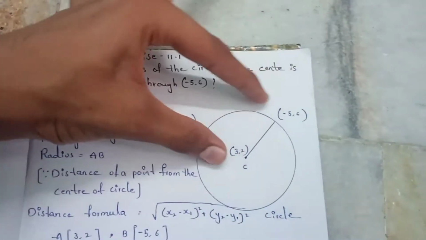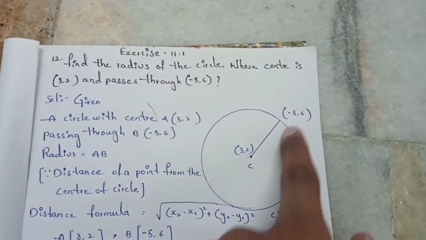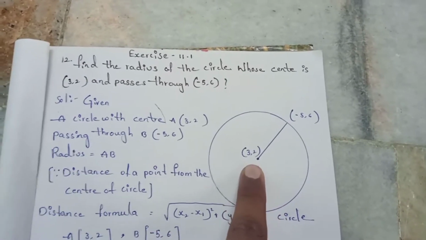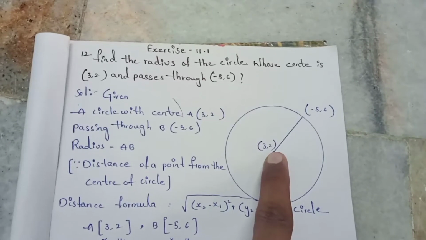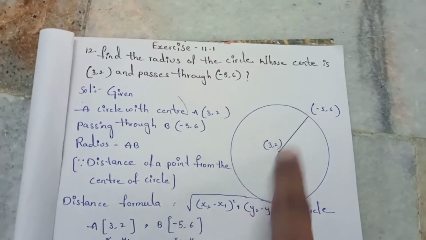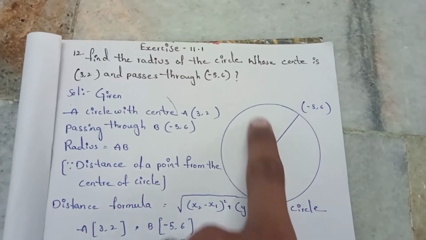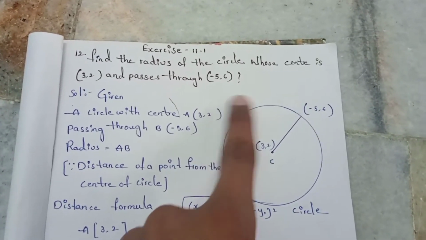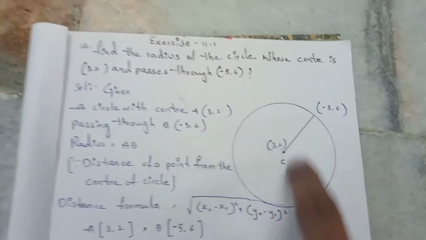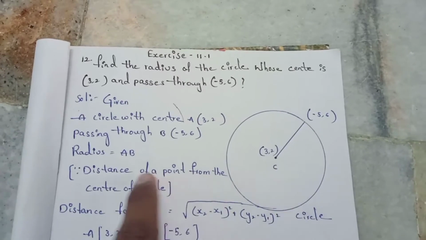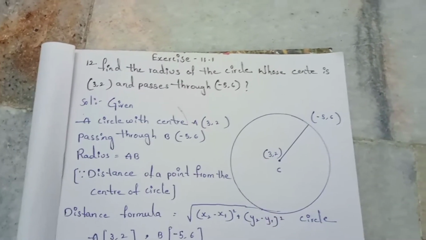Now, the distance here is called the radius. Why can it be called the radius? The distance from the center of the circle to a point on the circle is called the radius. What is the radius here? AB, that means this point and this point.